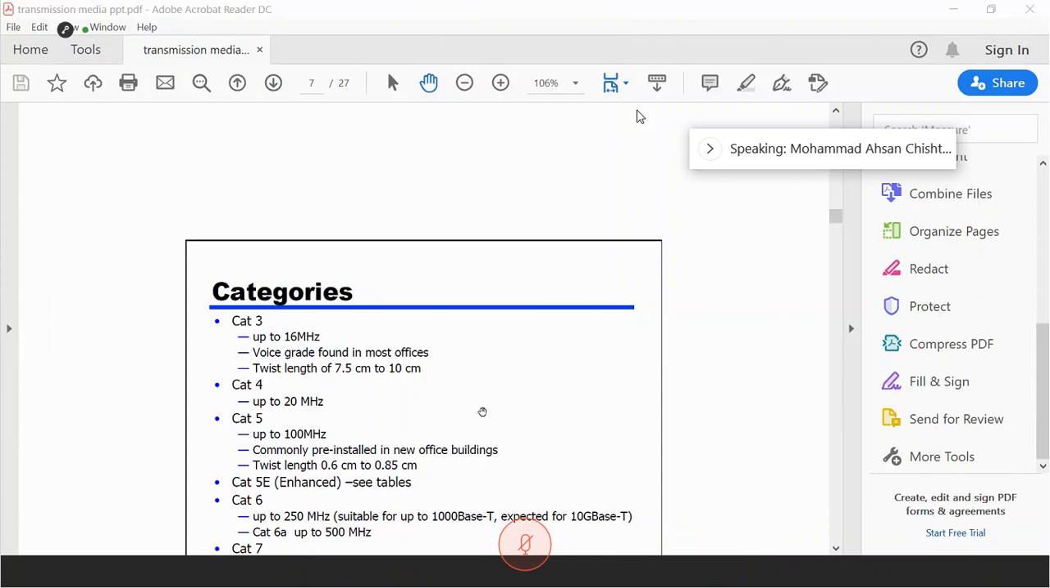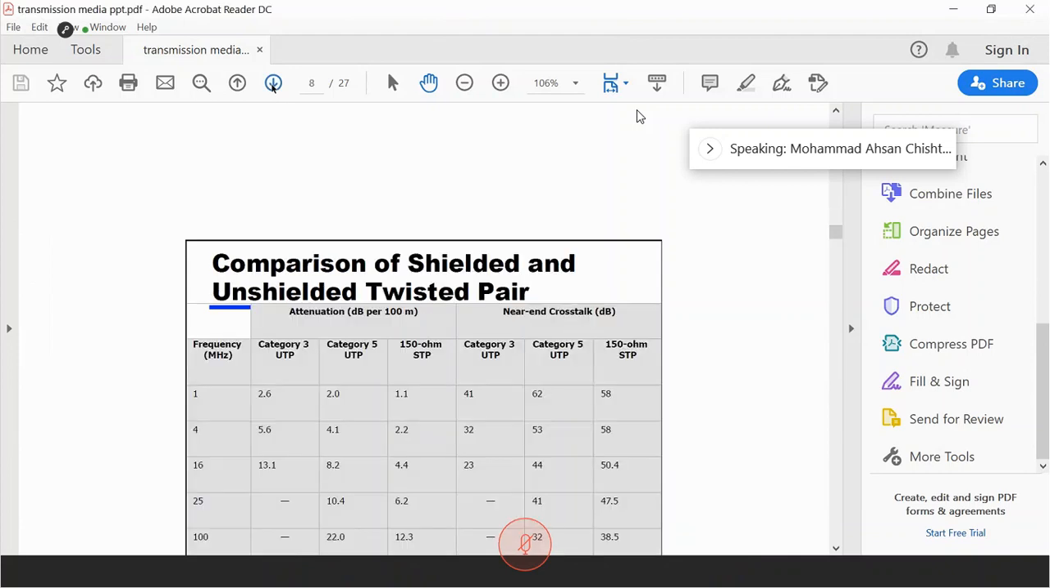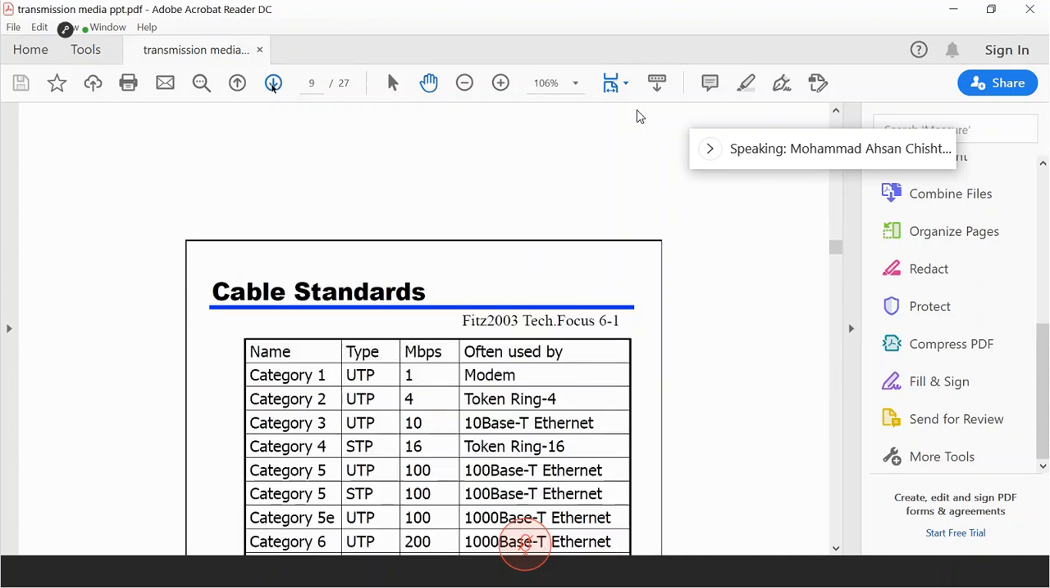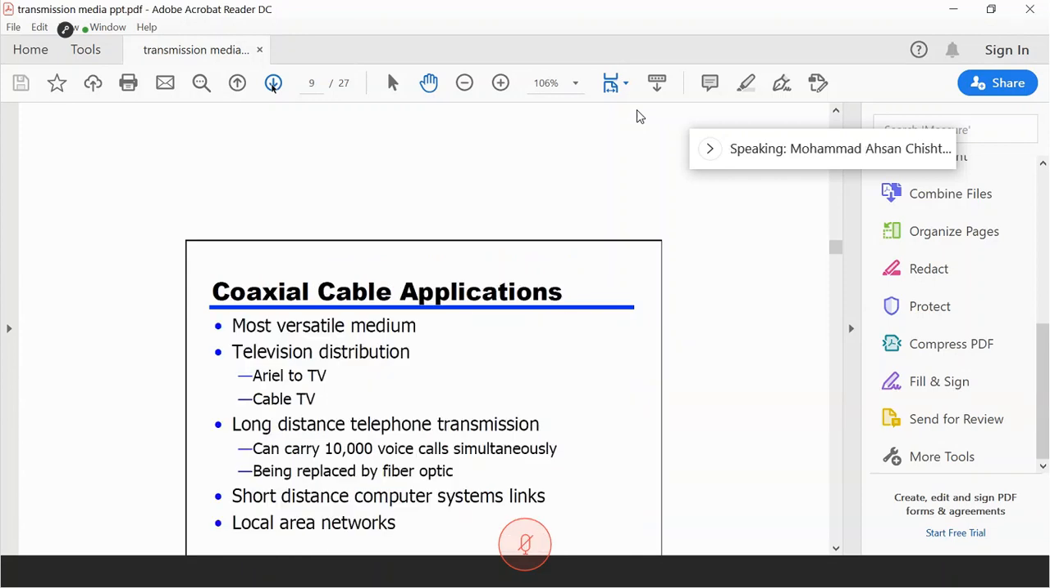I was talking about Cat6. It's used for gigabit Ethernet channels, which are much faster, and it has less crosstalk and lesser system noise as well. This is the comparison sheet of the shielded and unshielded twisted pair. We won't go into the depth here. And this is what category of UTP is used for which Ethernet technology, and the speed of each category. Now moving on to the next one, the coaxial cable.